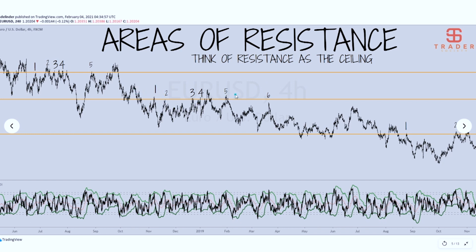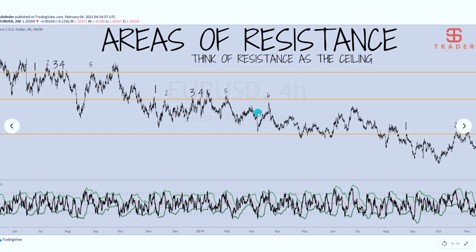Now, when I'm drawing my support and resistance, my goal is to get as many touches on my horizontal line as I possibly can. Like I said, after this section is done, I'm going to take you to TradingView so that you can learn exactly how I mark up support and resistance in our strategy, okay?